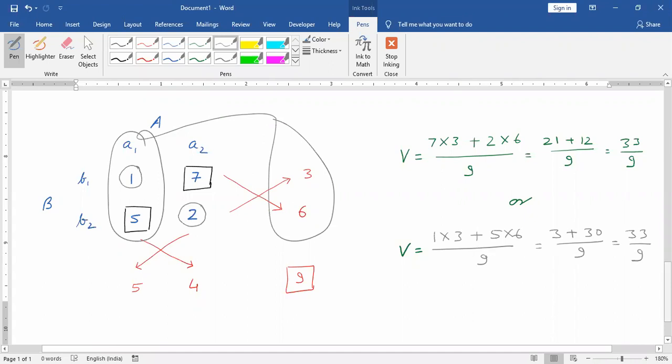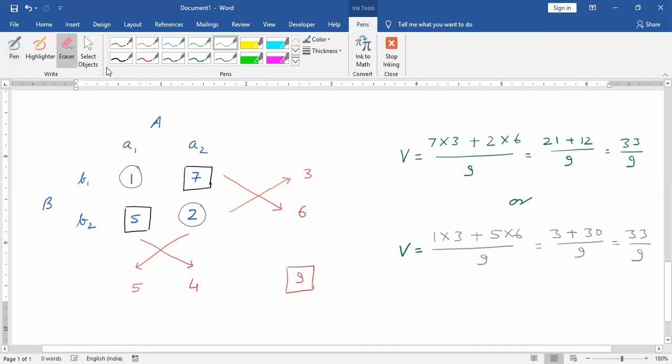The answer remains the same. Now, how will we calculate the strategies? Because the calculation of strategies is so important, right? Strategies for player A: just find the value below A1, that is 5, divided by 9. So this is 5 by 9. And what about A2? The difference is 4, so divided by 9, 4 by 9. So it becomes 5 by 9, comma 4 by 9.